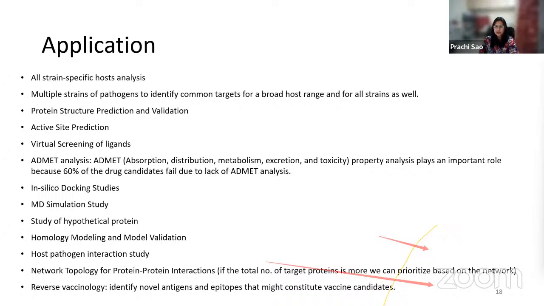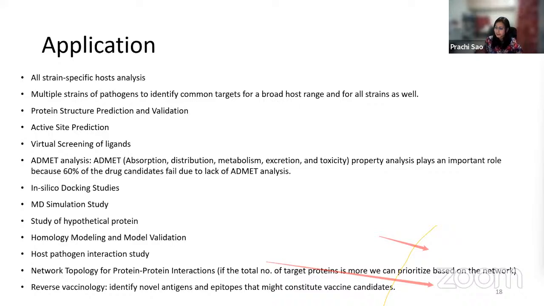We can also study the ADMA properties of the drugs based on the sequence similarity we have got, and we can do in silico docking studies. And a very important thing we can do is homology modeling of hypothetical proteins. This point I'm stressing because it is very important for all graduates and undergraduates to do a small project in their final year semesters. You can take some group of hypothetical proteins from here and do different studies, docking or homology modeling, and you can make a good project out of it.